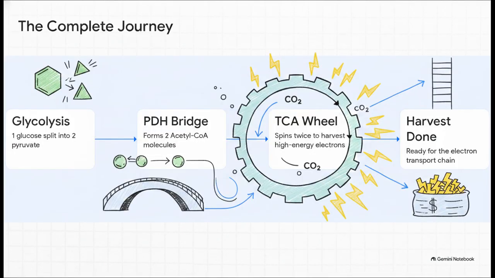Let's put the whole picture together from the top down. You've just completely mastered the narrative of carbon oxidation. We started with 1 glucose that broke down into 2 pyruvates. They crossed the irreversible PDH bridge to become 2 acetyl-CoA molecules. Those 2 molecules entered the mitochondria, joined up with oxaloacetate, and spun the TCA wheel twice. We successfully removed carbons as CO₂, regenerated our starting oxaloacetate, and most importantly, we harvested a massive amount of high-energy electrons. The heist is a success.